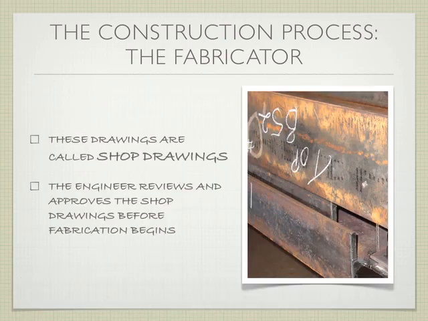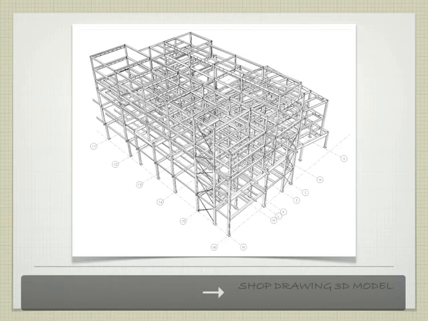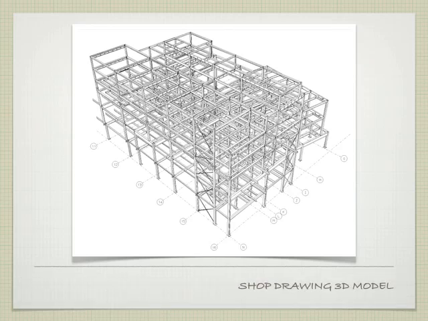So the drawings that they prepare are called shop drawings, which I talked about in the last slide. The engineer is going to review and go through and approve those shop drawings before the fabricator begins fabricating any of the pieces, right? Nobody wants to waste any steel, so they're only going to start construction once it's actually been approved. So a shop drawing might be something as sophisticated as this. This is kind of the complex end of things. It's the 3D model view.